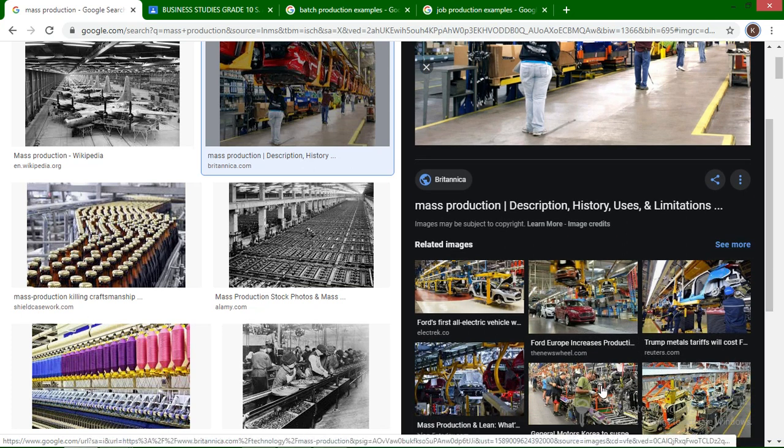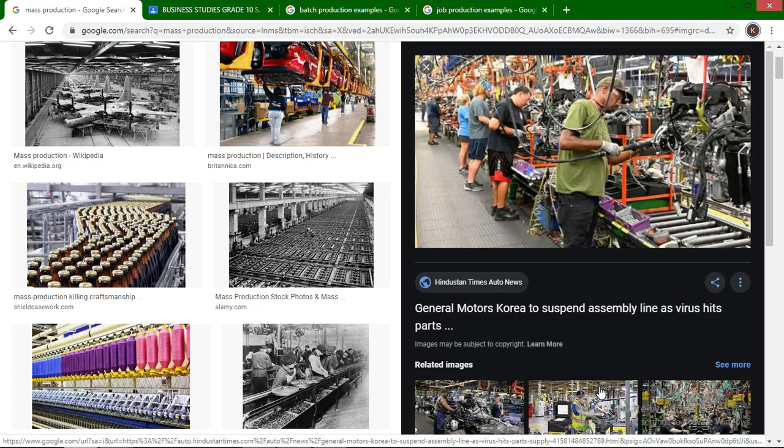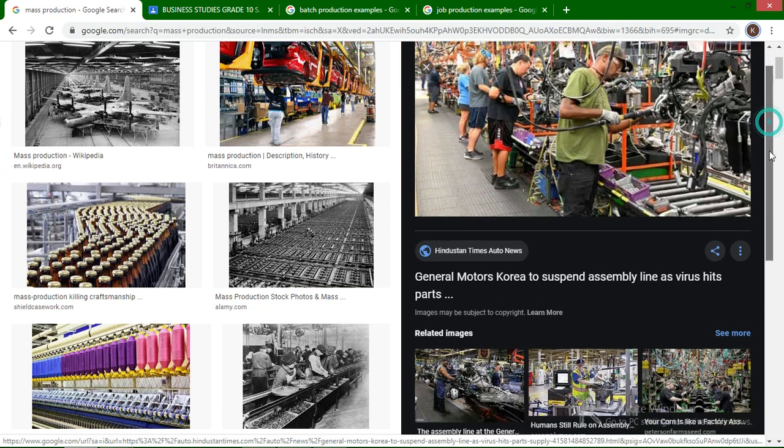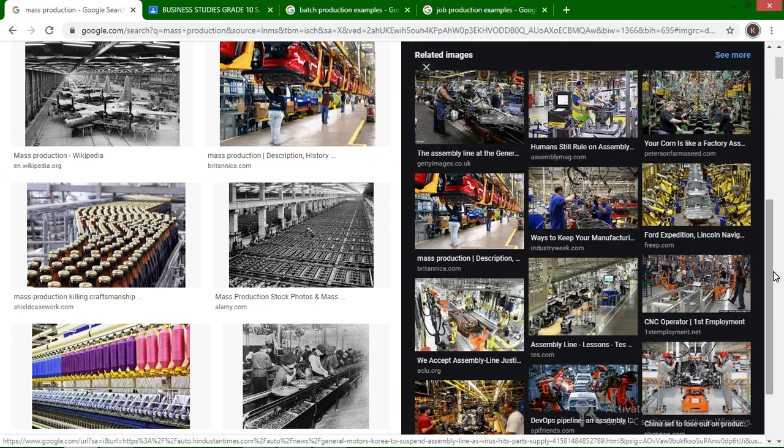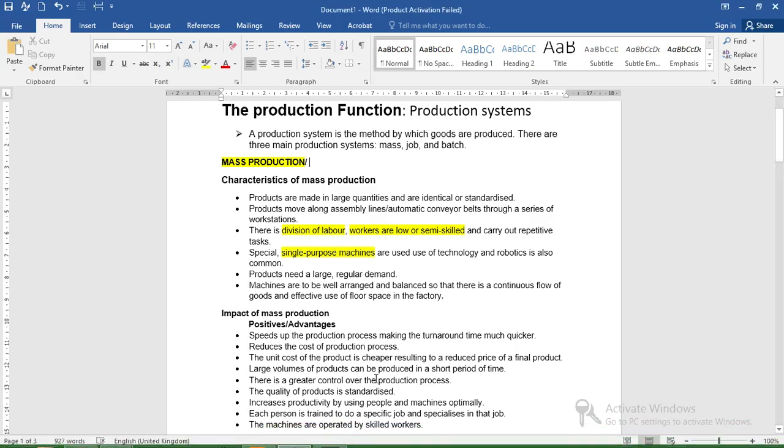And then after that, if you check this one, these are products that are moving along an assembly line, and each person here is doing a different job, right? That's what is called a mass production system. Guys, you can Google it also and check out what people will be doing and see what actually happens in the production system, right? What are the advantages of this?